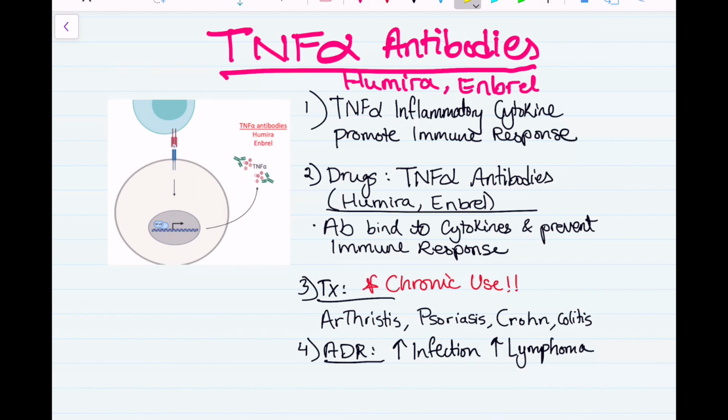Next, in the category of decreasing cytokines, we have the TNF alpha antibodies, such as Humira and Enbrel. Here we have the TNF antibodies. TNF alpha cytokine promotes an immune response. So how do we fight that? The antibodies bind to the cytokines and they prevent the immune response.